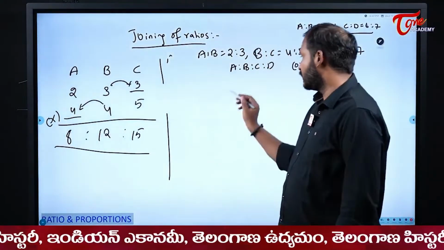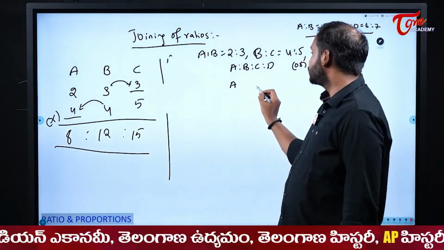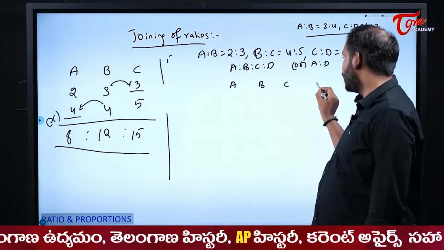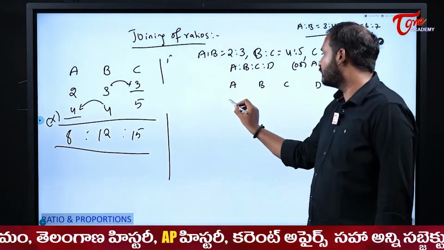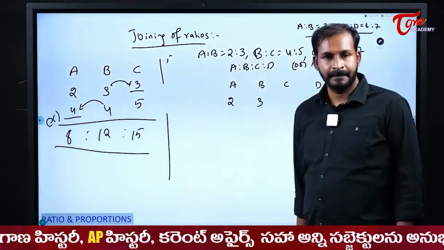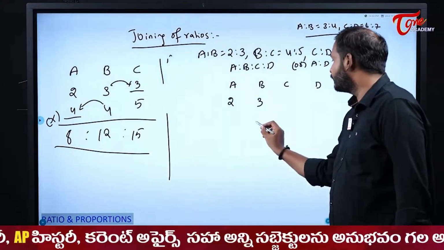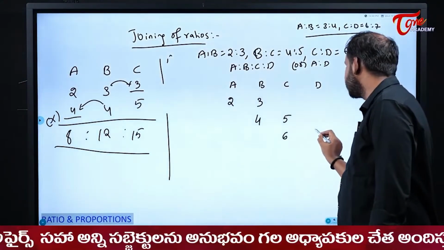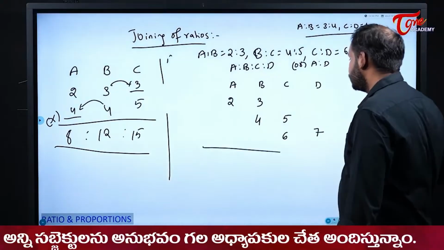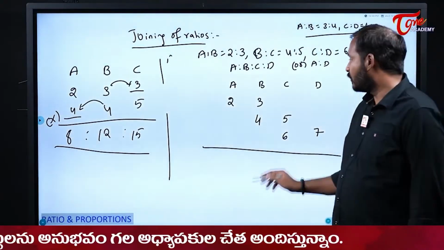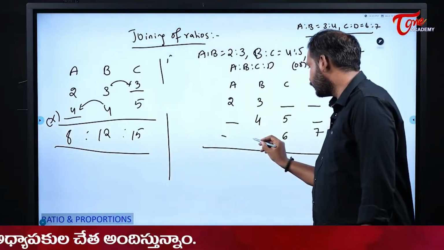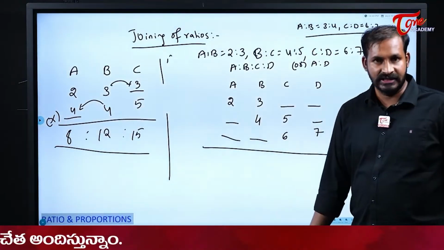But if you know the shortcut method, A and B, B and C are common, right? B and C are the bridges between them and D at the last. A is to B, what is given? 2 is to 3. B is to C, what is given here? 4 is to 5. And C is to D, what is given? 6 and 7, right? Now write all those things. Where I have the empty spaces, here and here, and 2 empty spaces here, fill them with the adjacent values.